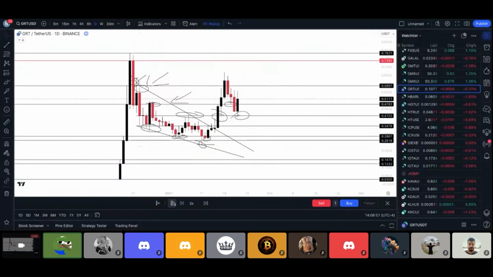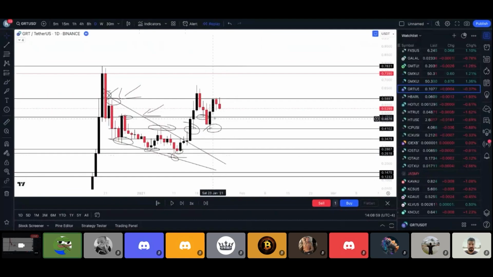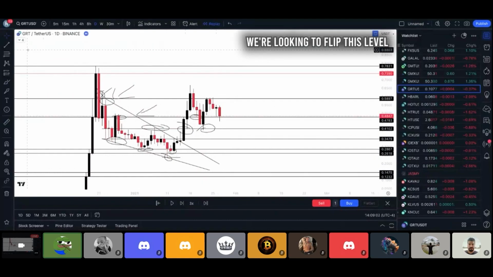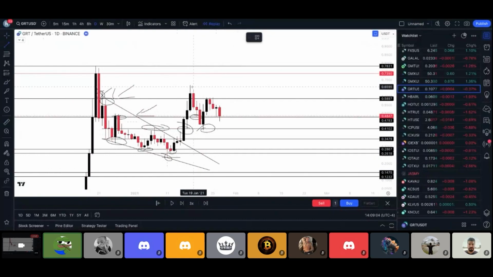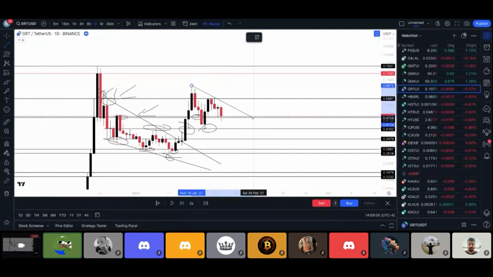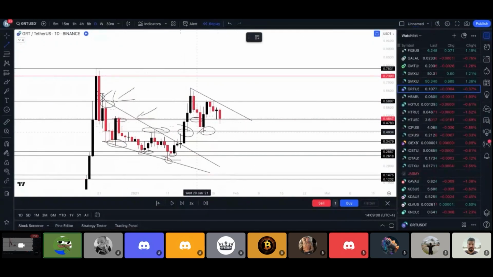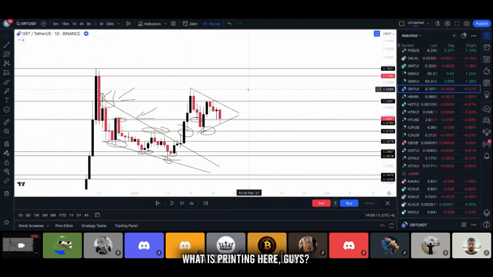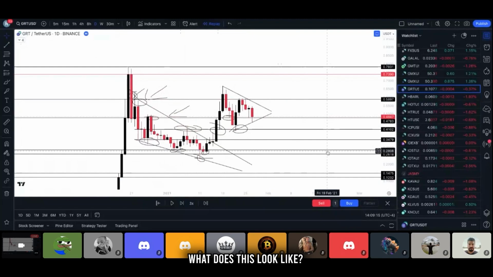We look to long this level. Now we should continue up. We're looking to flip this level. Always look for chart patterns as well, guys. So in turn, always look for your trends. Always draw them, guys. Always draw out your trends. It's important. What is printing here, guys? What does this look like?